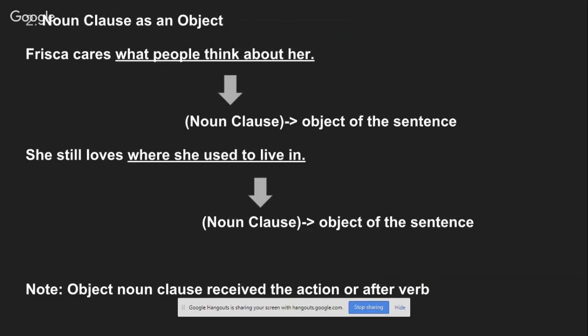What's the second example? She still loves where she used to live in. So where she used to live in is a noun clause. It's an object of the sentence, and it received the action of loves itself. So it becomes an object of the sentence.